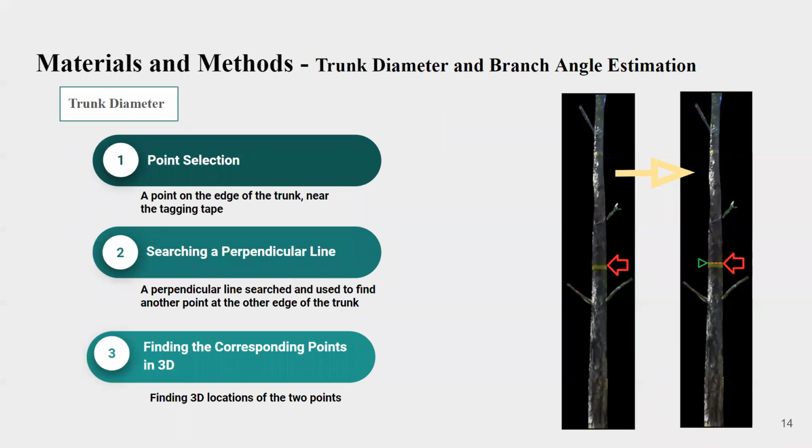To find the trunk diameter, a place on the trunk's edge near the tagging tape was chosen. Then from that location, a line perpendicular to the trunk was explored to discover another spot on the opposite border of the trunk. The corresponding positions in 3D space of the above two points were determined using that disparity, whose values were equal to the average disparity value along the line established. The Euclidean distance between the two edge points was used to calculate the trunk diameter.